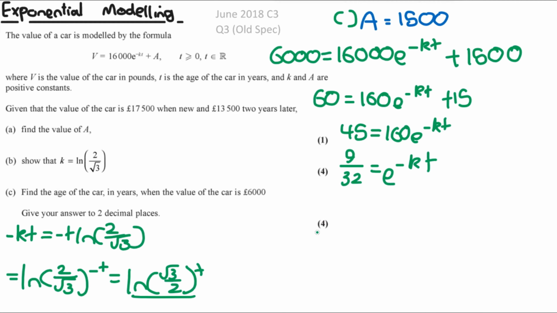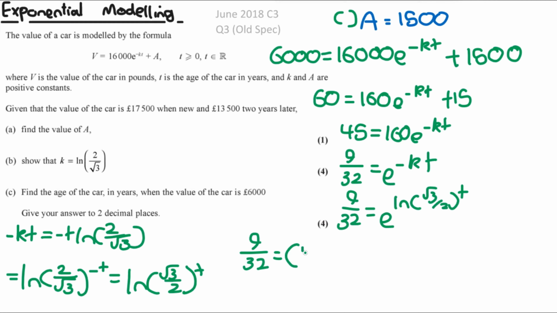So this is what this is equal to, so therefore this is equal to 9/32 = e^(ln(√3/2) t). We simplified this, and remember what we said, that when the base is the same as this number here, so this is the case here because it's e to the power of the natural log, this is just equal to this. So this is just equal to 9/32 = (√3/2)^t. And now what we can just do is use logs in order to find t.